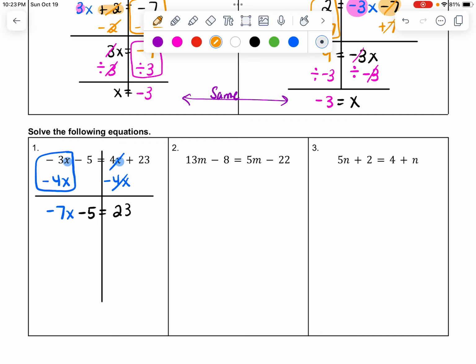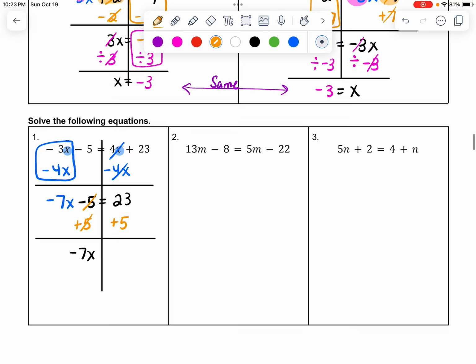Now we're going to solve. So I'm going to start by undoing the number that's farthest away from x. So I'm going to add 5 on both sides. I'm going to copy down my negative 7x because my 5's cancel, and 23 plus 5 gives me 28. Next, I'm going to divide by negative 7 because to undo multiplication, I use division. When I divide by negative 7, I get x equals 28 divided by negative 7, which is negative 4. And I'm done.